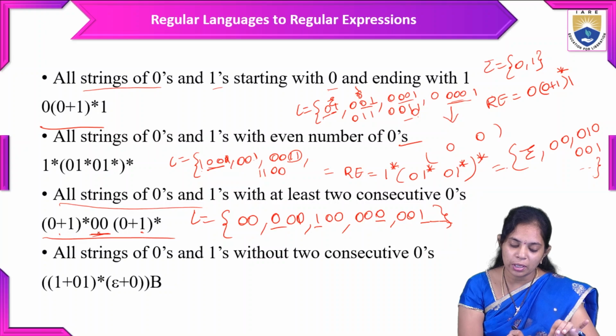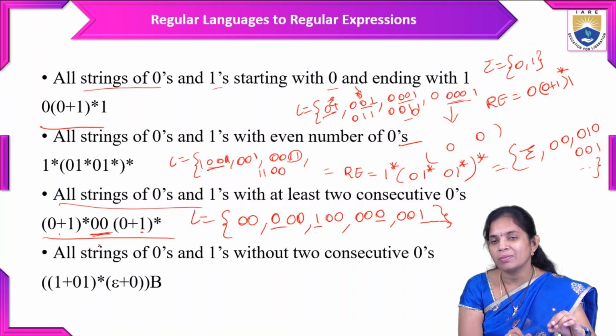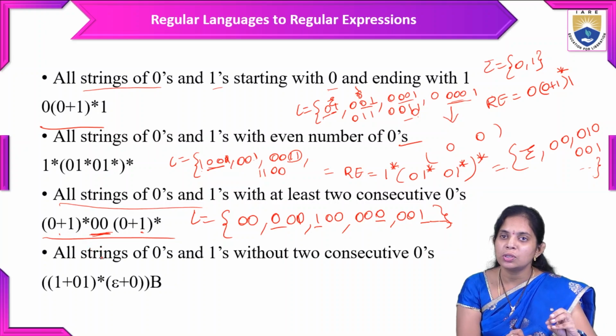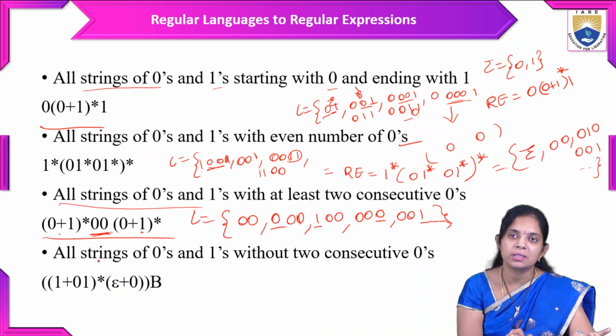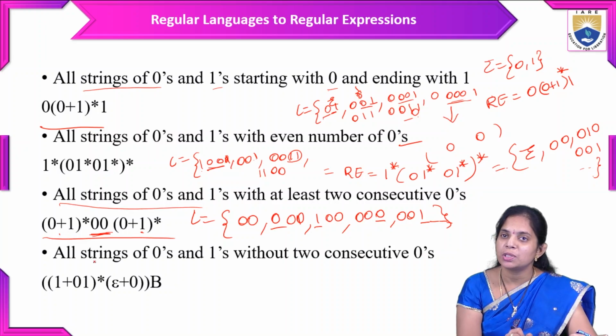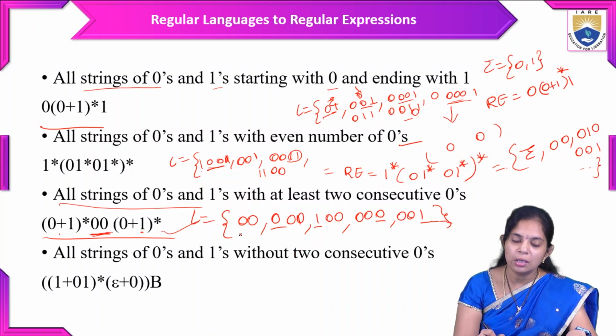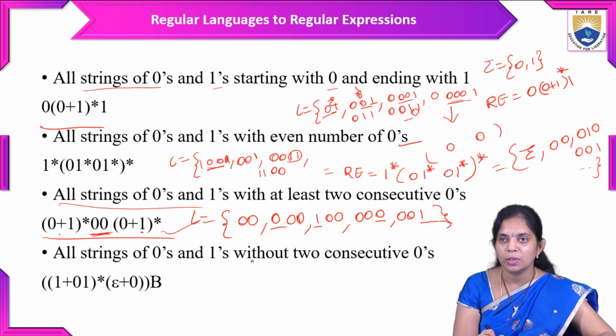So we can't write 0 1 0 here. That's why there is only the possibility of a substring. So the 0 0 substring is the same as it is. So the language is the substring 0 0, with 0 plus 1 whole star on both sides: 0 plus 1 whole star, 0 0, 0 plus 1 whole star. So this is the regular expression for the language of at least 2 consecutive zeros.